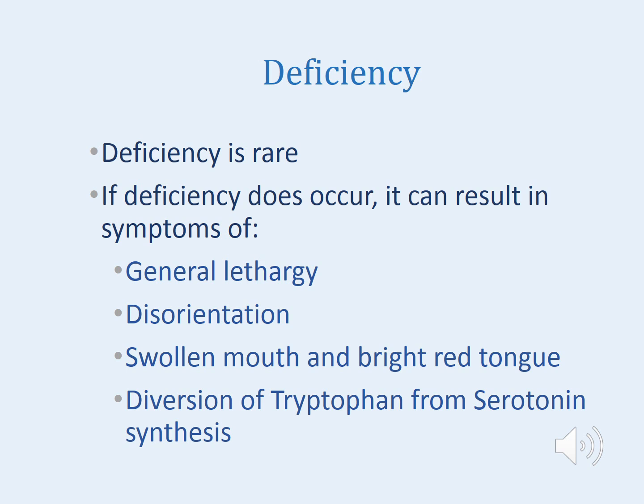So deficiency of niacin is rare because we excrete very little. However, if deficiency does occur, it can lead to general lethargy, disorientation, a swollen mouth and bright red tongue, again because fast turnover tissues are going to be affected first. And because we start using more tryptophan to make niacin, tryptophan is diverted from serotonin synthesis, which can actually lead to depression.